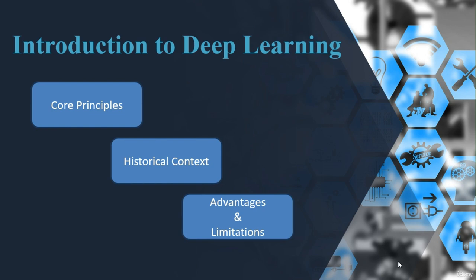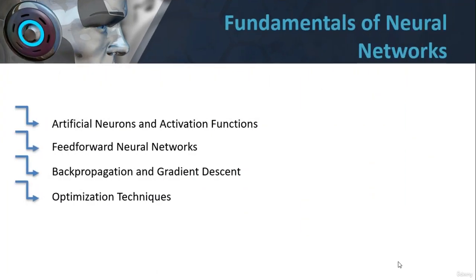What are the fundamentals of neural networks? First we have artificial neurons and activation functions. Neurons are the building blocks of neural networks. Here we explore the structure and function of artificial neurons, including the weighted sum of inputs, activation functions, and bias terms. We discuss popular activation functions like sigmoid, ReLU, and softmax and their implications in learning.